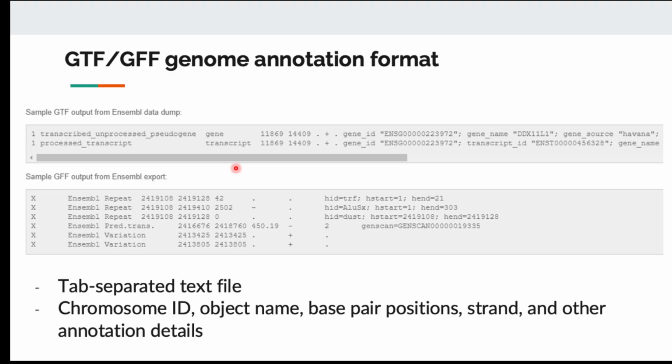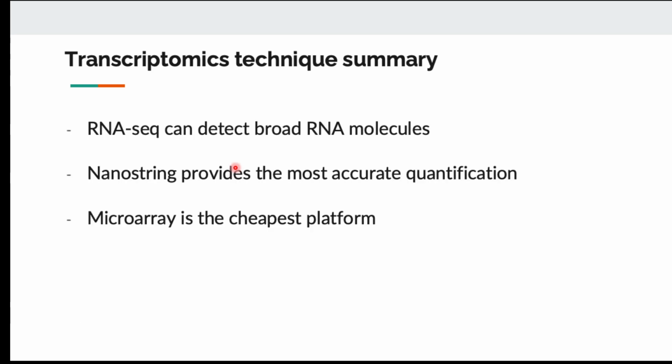Okay. So just to recap, this is what we covered today. We talked about three platforms: microarray, Nanostring, and RNA sequencing. The key trade-off is that RNA sequencing is the most expensive, but you can detect any RNA molecules. You have a chance to discover something new. With Nanostring and microarray, you are restricted to the choice of genes or exons that's already decided.